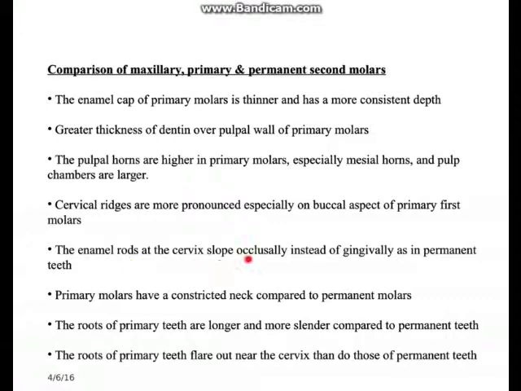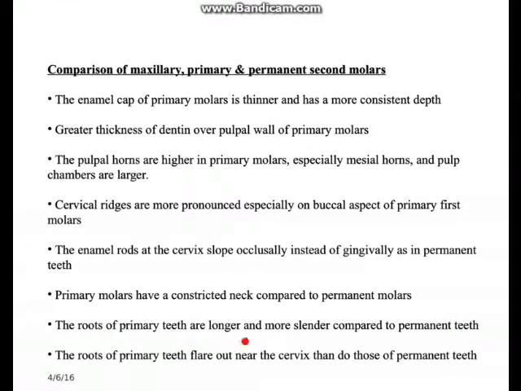The enamel rods at the cervix slope occlusally instead of gingivally, as in permanent teeth. This is an important point to remember, okay? I need you to remember the orientation of the enamel rods between primary and permanent. So now we know in primary they slope occlusally, while in permanent they slope gingivally. Primary molars have a constricted neck compared to permanent molars. Permanent molars have a wider neck, they're bigger, they're stronger, while primary molars are so petite and small and a little bit constricted and narrow, like they have a waist, you know what I mean?